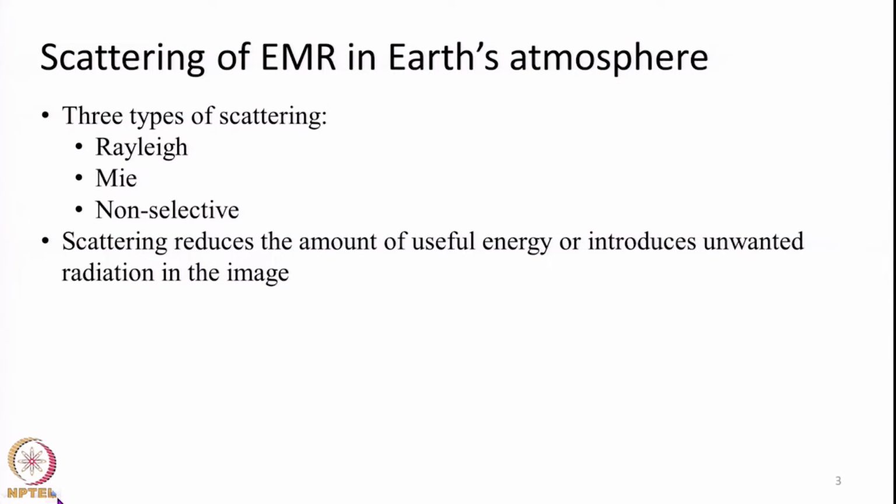The scattering of EMR in the atmosphere can be classified into three types: Rayleigh scattering, Mie scattering and non-selective scattering. Those three are listed here in this slide, the three types of scattering that occur in the atmosphere. As we have already studied, scattering reduces the amount of useful energy. Say a light ray is coming in this particular direction, the presence of gas molecules or dust here will scatter this radiation in different directions, and if we are placing some sensor here, the net energy coming in that direction will be reduced.